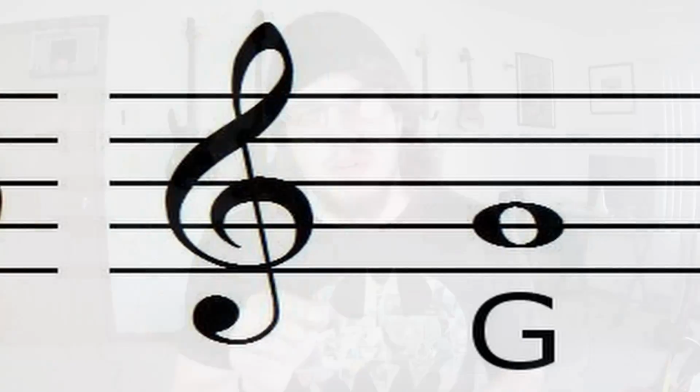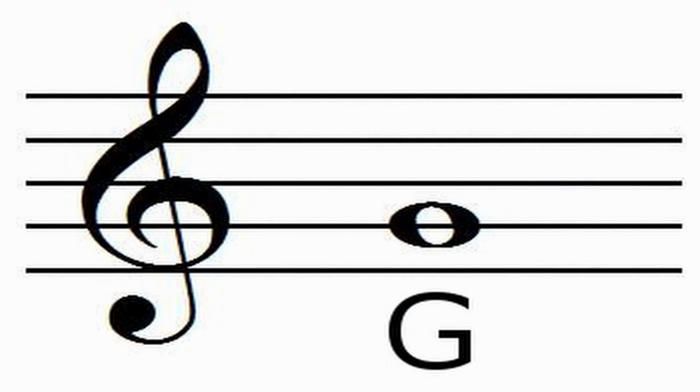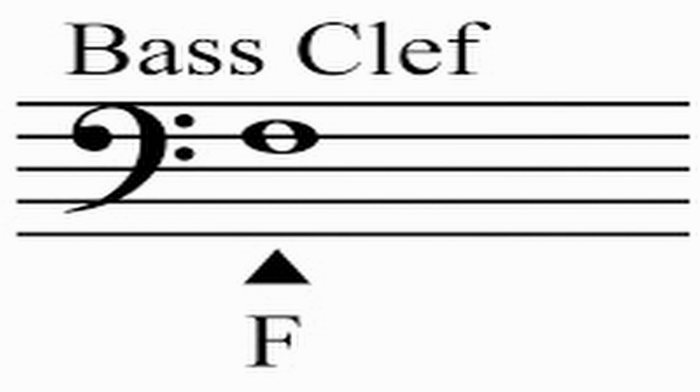Now, going into what the two clefs are actually referencing, the treble clef has this little circle here. That circle will always be around the second line from the bottom. This will always be referencing that G right above middle C. Whereas for the bass clef, those two dots will always be around the second line from the top. This will always reference the F below middle C.